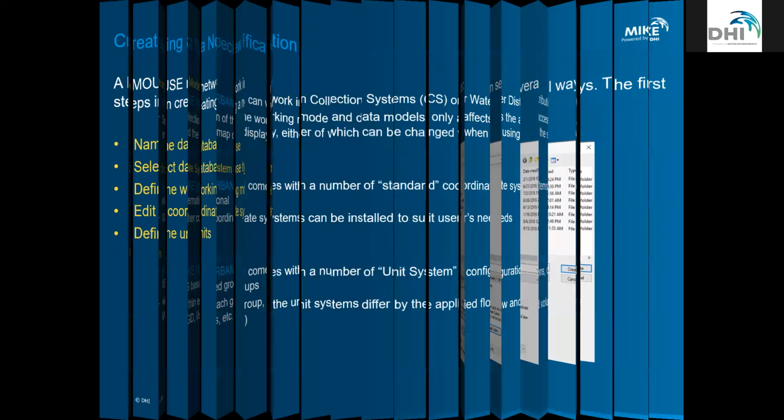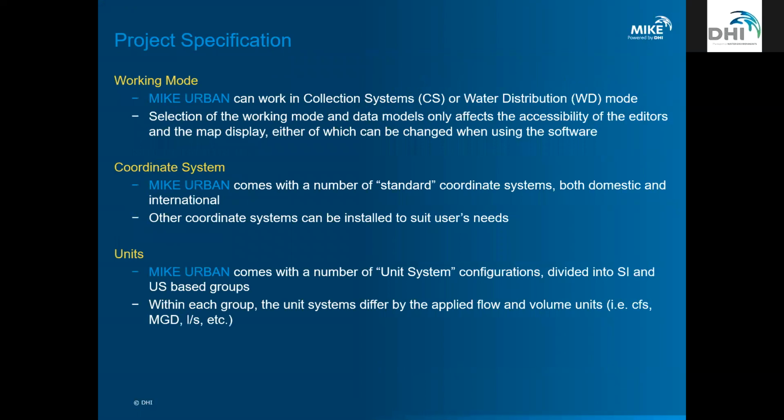So just a little bit more information. Like I said, the working mode can either be collection systems or water distribution, and this can be changed. You just need to set something up initially. So the coordinate system is really important, and Mike Urban comes with a bunch of standard coordinate systems, both domestic and international. So if you have a very specific project in California that's under a certain coordinate system, you can load that in as well.